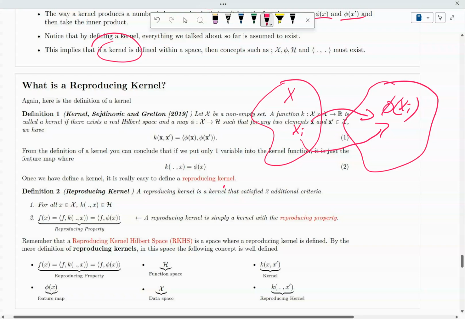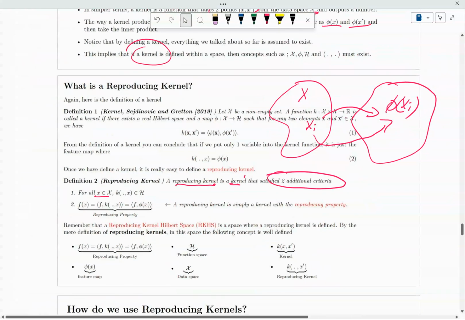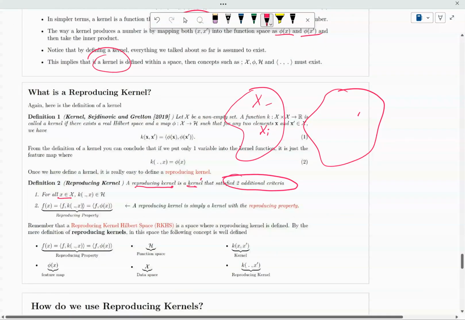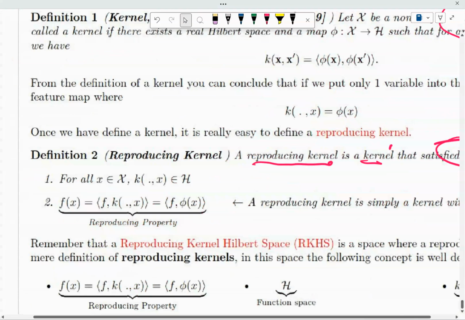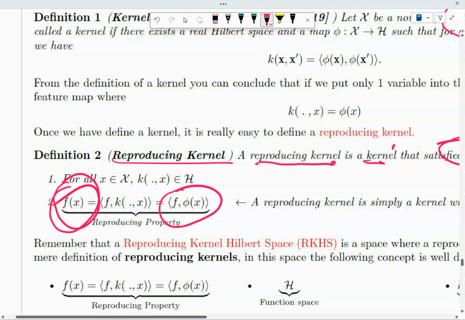Now, a reproducing kernel is a kernel that satisfies two additional criteria. Criteria number one is that every single point in X that you want to map to RKHS is a point in there as well. So that's condition one. Okay? For all X, you must be able to map it here. And the second condition is that a reproducing kernel must have the reproducing property, which means that if you have a function, then the function must follow the reproducing property.